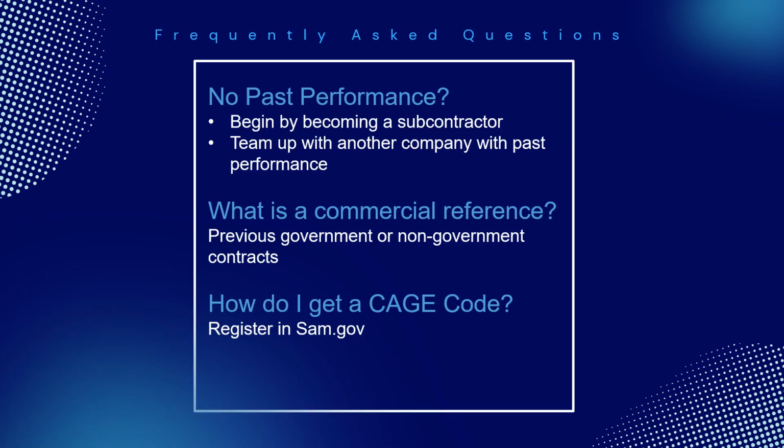Let's take a moment to answer a few common questions that often come up when working with solicitations. Question 1. How do I include past performance if I haven't won a government contract yet? Okay, if you don't have any past performance, don't worry, you're not out of the game, and you actually may have more past performance than you think. Here are a few strategies to strengthen your proposal.